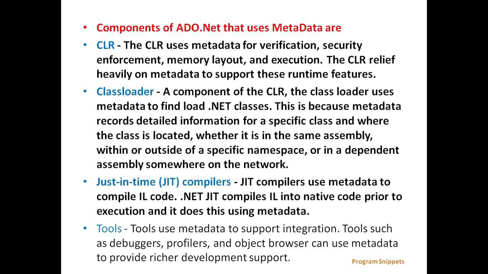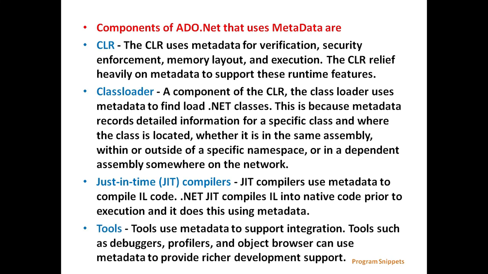JIT compilers. JIT compilers use metadata to compile intermediate language code. The .NET JIT compiles intermediate language into native code prior to execution and it does this using metadata. And tools. Tools use metadata to support integration. Tools such as debuggers, profilers or object browsers can use metadata to provide richer development support.